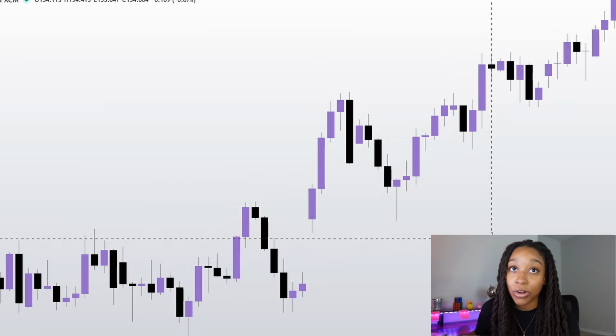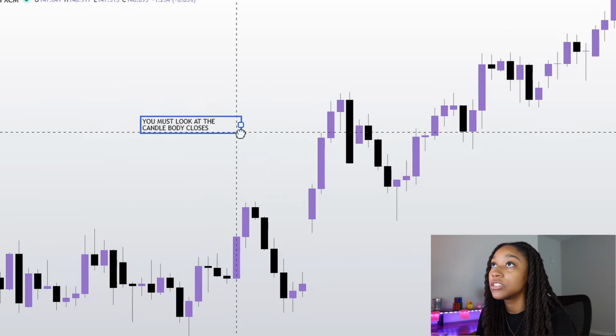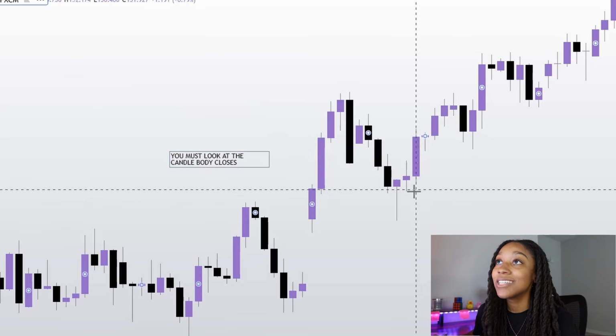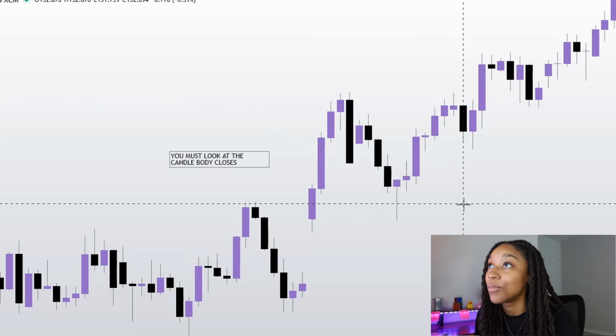When you're looking at true price action, when you're looking for a break of structure, you have to look at where the candle body has closed. So just as a note, you must look at the candle body closes. You must look at those candle body closures.